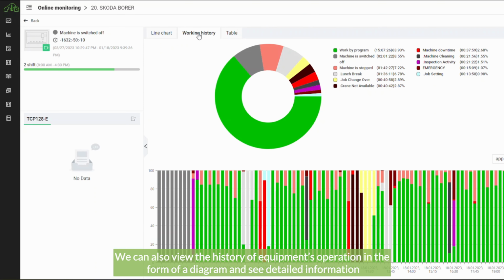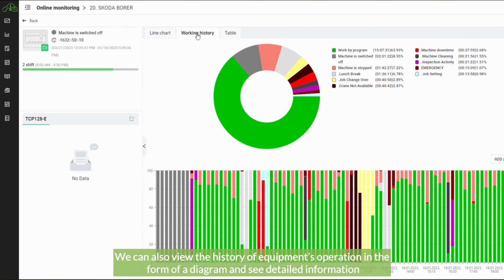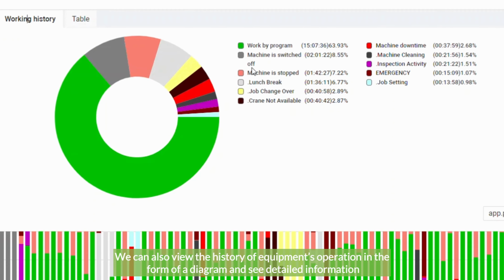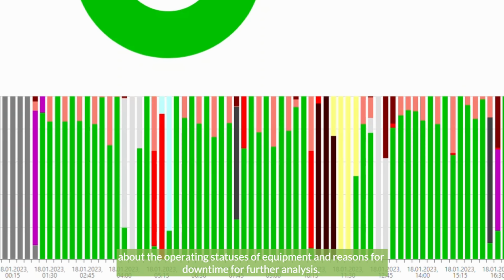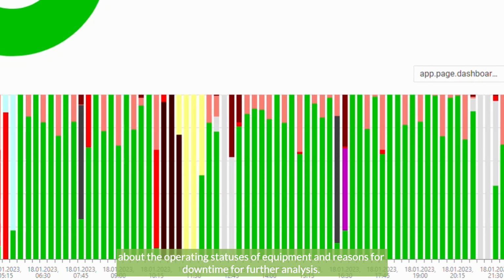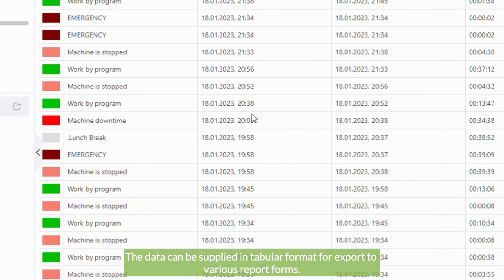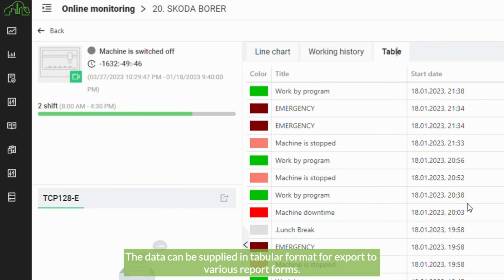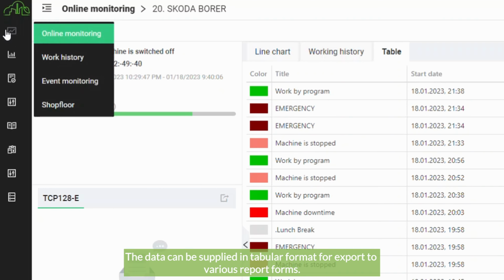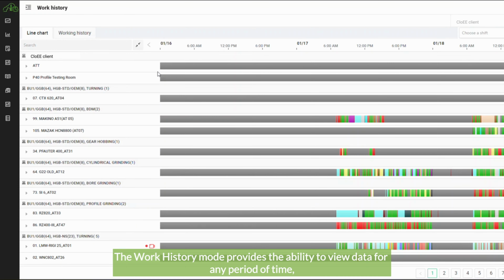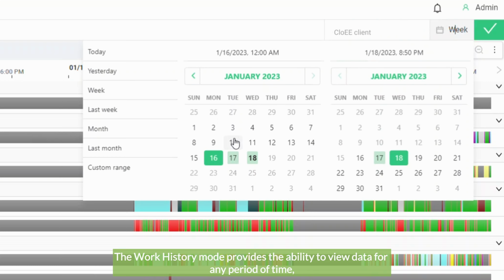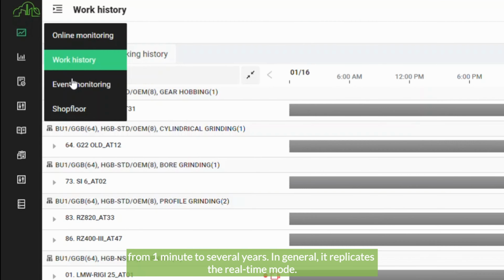We can also view the history of equipment's operation in the form of a diagram and see detailed information about the operating statuses of equipment and reasons for downtime for further analysis. The data can be supplied in tabular format for export to various report forms. The work history mode provides the ability to view data for any period of time, from 1 minute to several years. In general, it replicates the real-time mode.